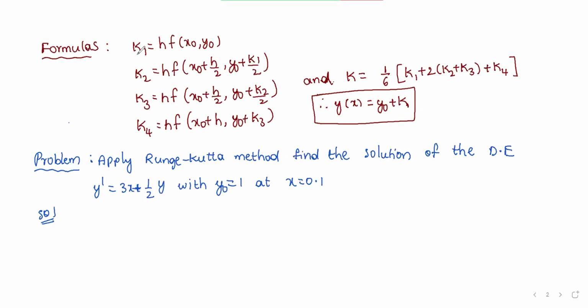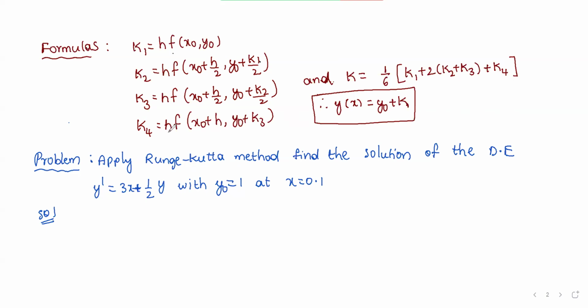Formulas: K1 is equal to h into f of x naught comma y naught. K2 is equal to h into f of x naught plus h by 2 comma y naught plus K1 by 2. Already we are getting the value of K1, substitute here. And K3 is equal to h into f of x naught plus h by 2 comma y naught plus K2 by 2. K2 is the previous value.